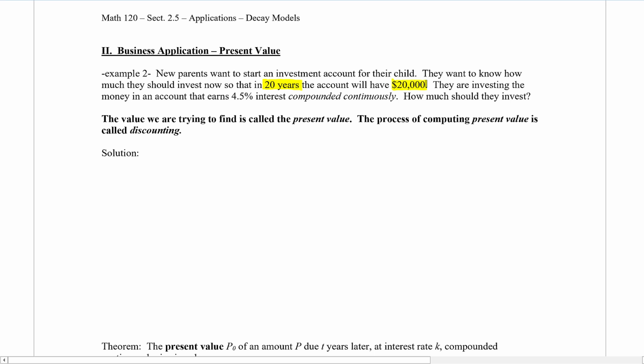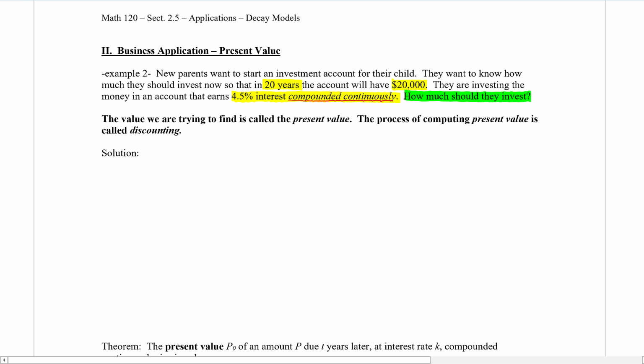I'm going to highlight 20 years, and I'm going to highlight $20,000. And I'm going to highlight the 4.5% interest compounded continuously. I've highlighted all of these three things in yellow. Now I'm going to highlight in green the part that says how much should they invest. And I'm also going to underline in red the words compounded continuously.